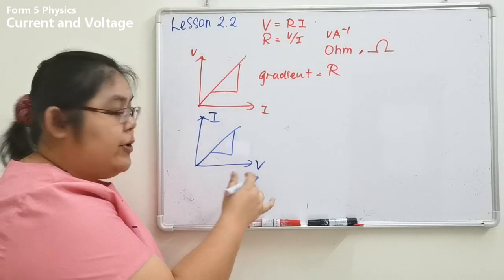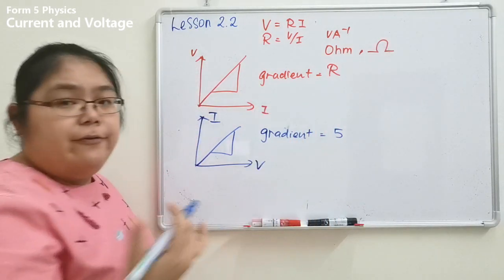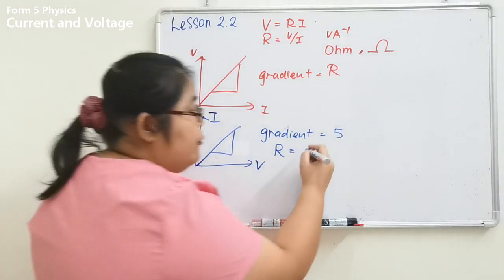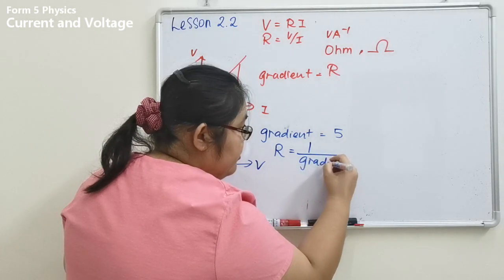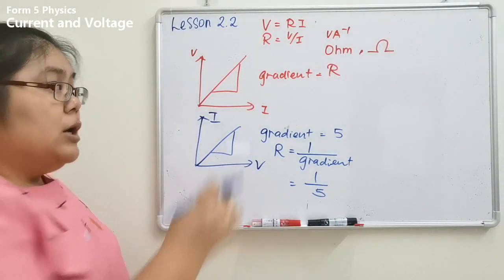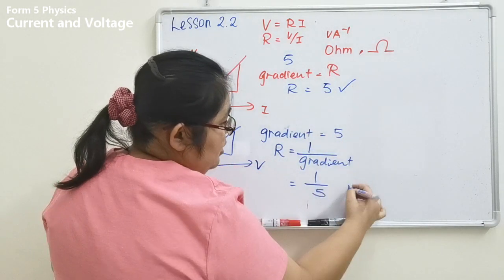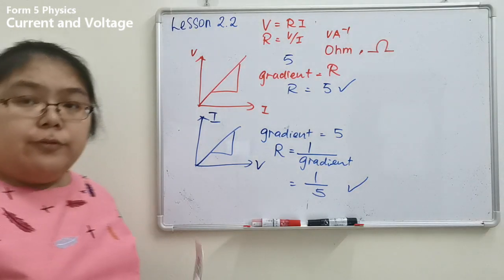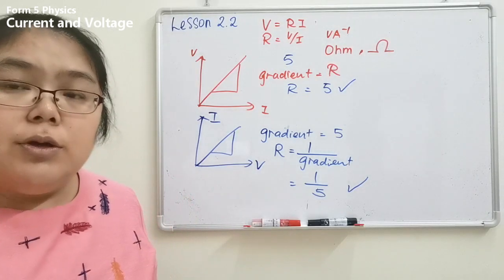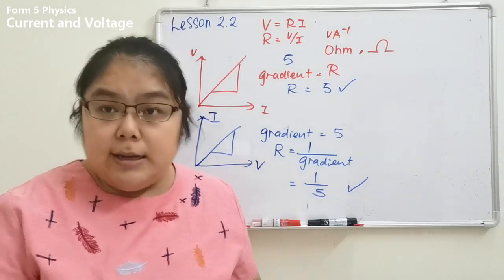So from here, when I find the gradient, for example, my gradient is 5. I get 5. So the question asks you, okay, what is the resistance? So your resistance becomes 1 over the gradient, which is 1 over 5. Remember, if it were V versus I with gradient equal to 5, then your R would be equal to 5. So you must be careful: what versus what? Because some questions want to trick you. Some students do not read the question carefully, so they lose marks because of carelessness.